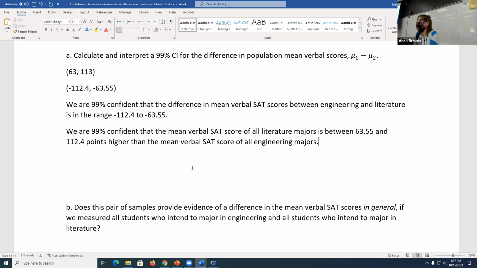All right. So let's imagine that we could measure all engineering majors and get the mean verbal SAT score, and measure all literature majors and get the mean verbal SAT score. And we want to know, are those two means different? Or is it believable that they could be the same? Let's see thumbs up if you think there's evidence that they're different, or thumbs down if you think, no, it's believable that they could be the same.